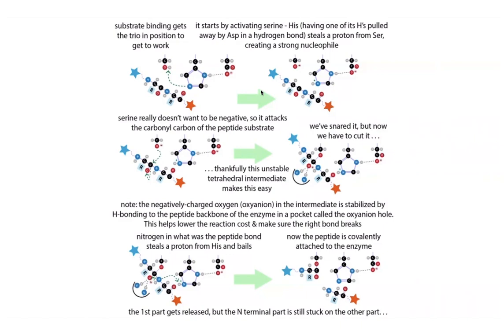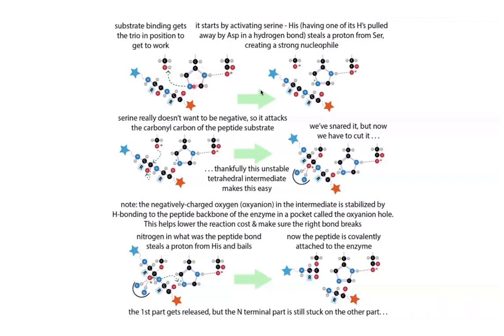And so basically, you're going to have that induced fit. The induced fit is going to help make it so that that trio is right in position to get to work. So first things first, we've got to pull off that proton from serine. And so how are we going to do this? We're going to do this using a histidine.